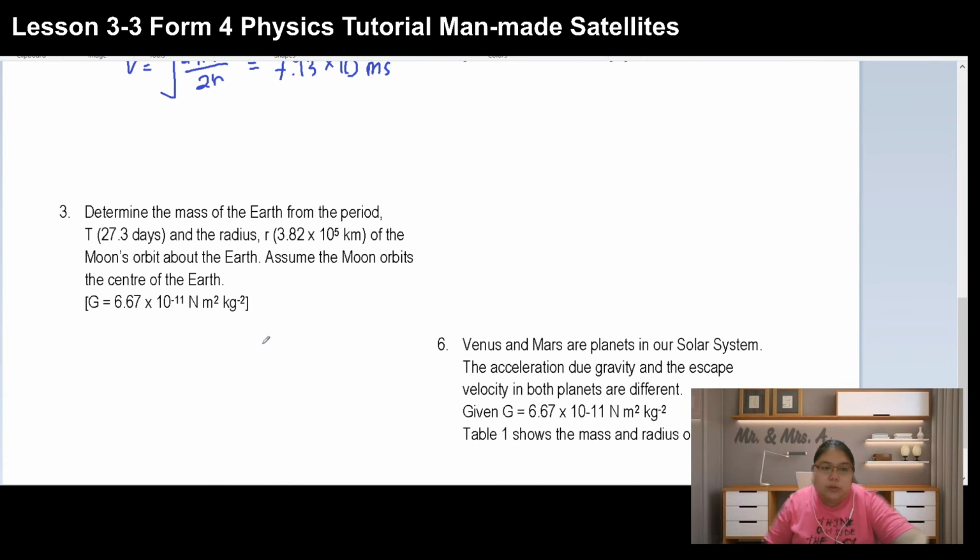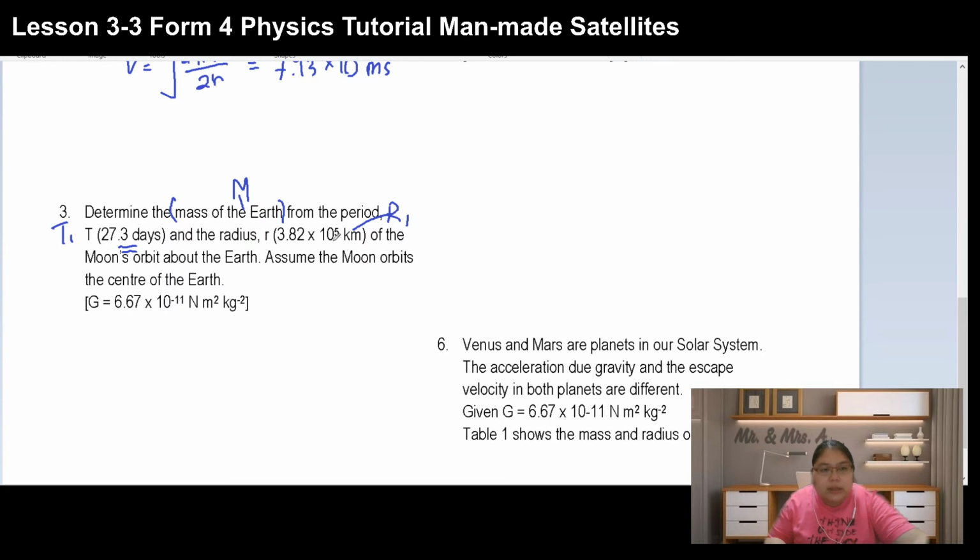Okay, then we go to question number 3. Determine the mass of the earth. They want to find the mass of the earth, which is capital M, from the period, the time taken, which is given, and the radius. We take this one as T1 and this one as R1, of the moon orbit above the earth. Assume the moon orbits the center of the earth. So you assume the moon orbits the center of the earth.